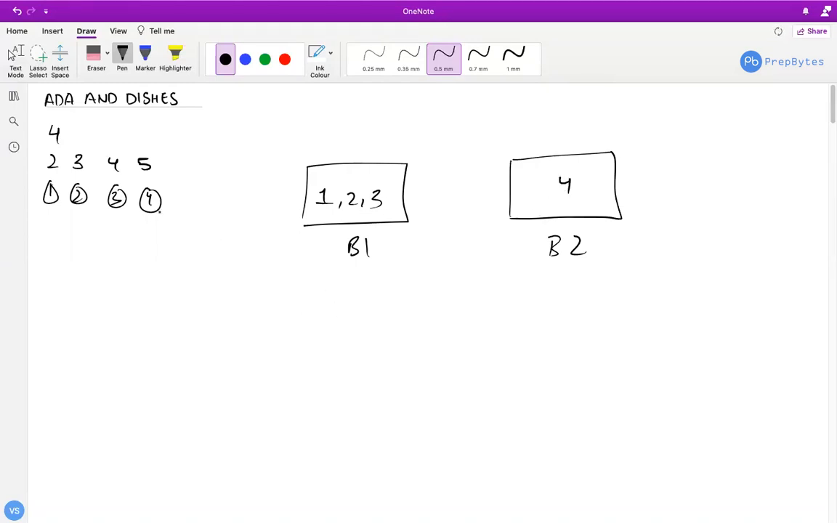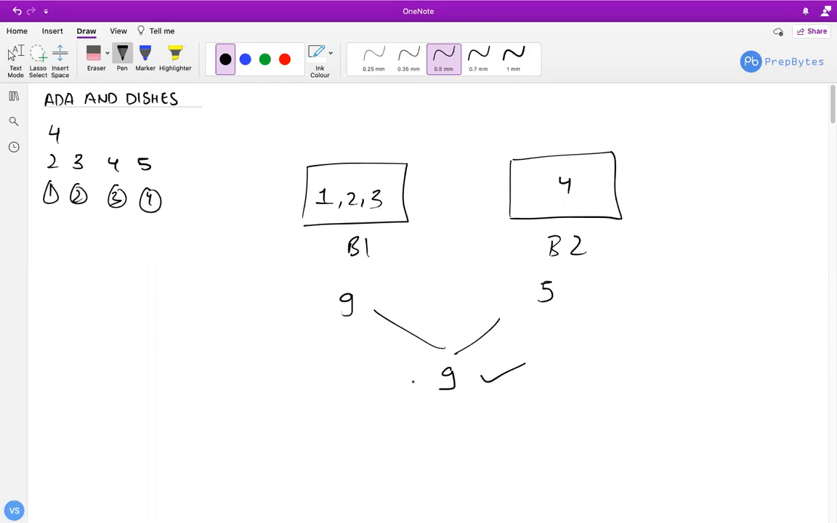Then what's the sum? The sum will be 4, 3 plus 7, plus 2, 9. So a total of 9 minutes is required in burner 1 to prepare all these 3 dishes. Now, for dish 4, it requires 5 minutes in burner 2. What is the maximum of these two? 9. So the total time required is 9 minutes to prepare all the dishes. Okay, in 9 minutes we can prepare all the dishes.